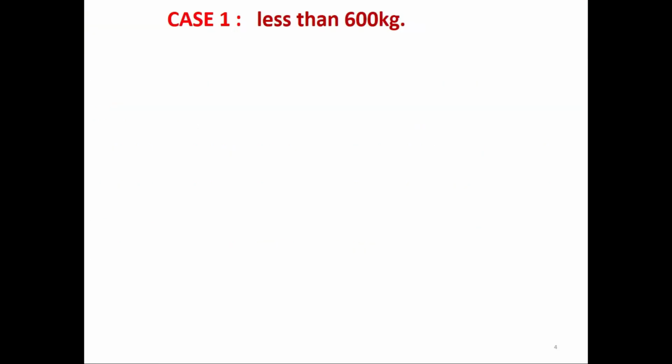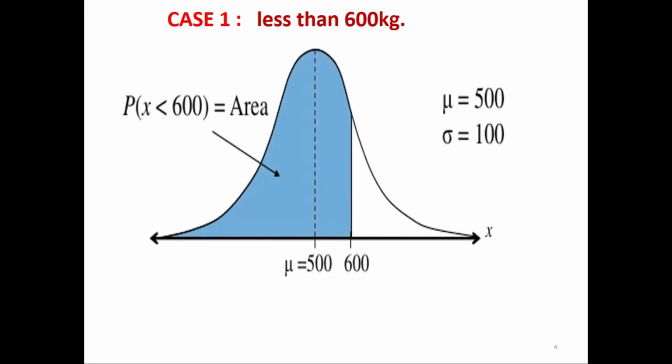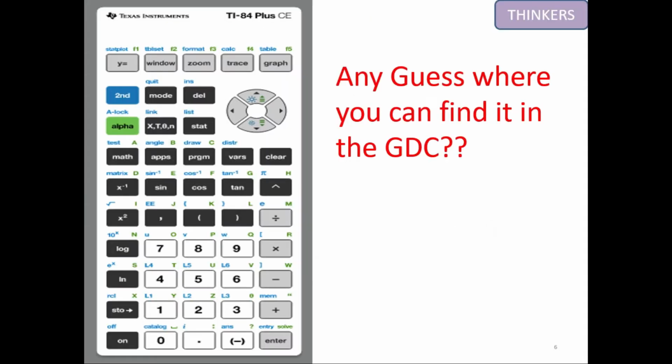Now, when you sketch case 1, where it's less than 600 kg, the normal distribution curve looks like this, where you are asked to find the probability of this region, the region below 600. In this case, your mean is 500 and your standard deviation is 100, as given in the question. Any guess on where we can find the normal distribution on a GDC?